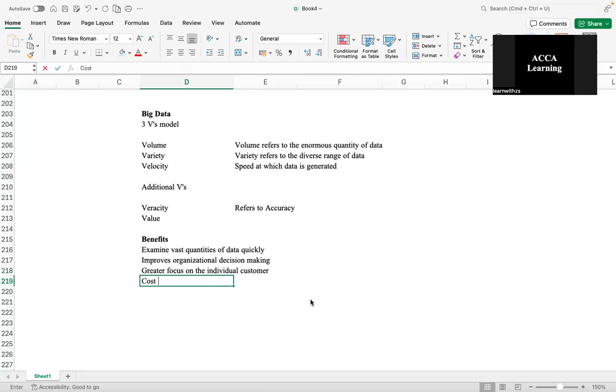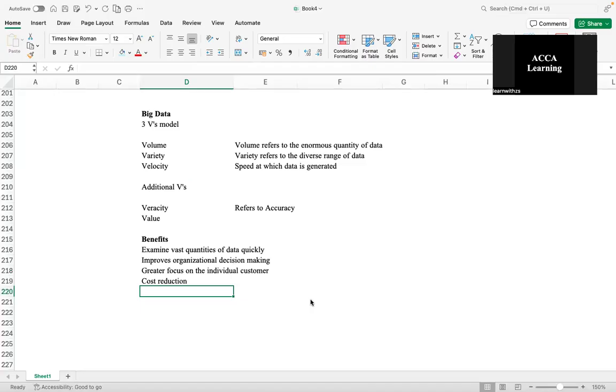Also, it leads to cost reduction. Okay, it's one of the main benefits. It can help organizations in optimizing their processes to reduce wastage and improve efficiency, which can eventually lead to some kind of cost savings.